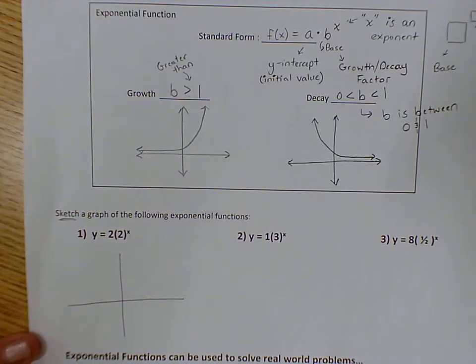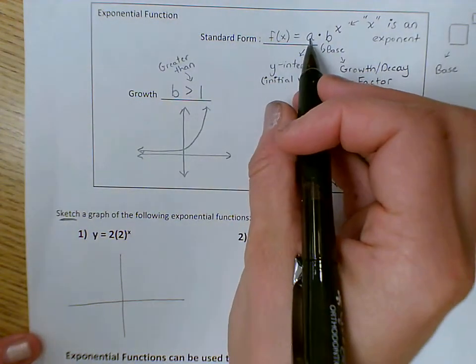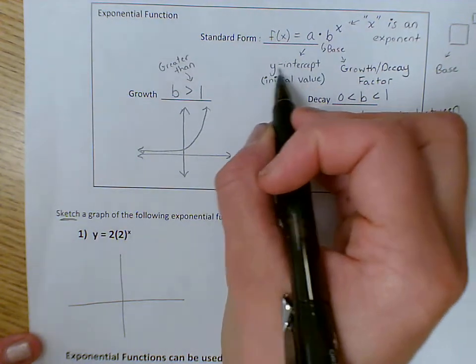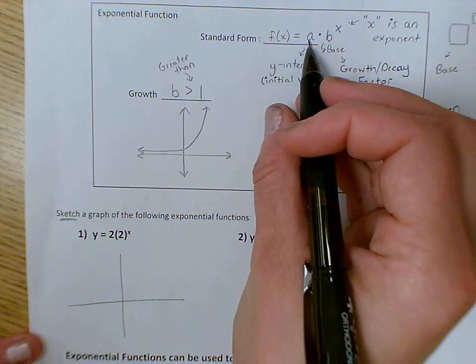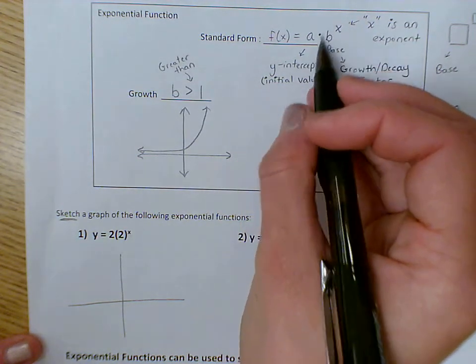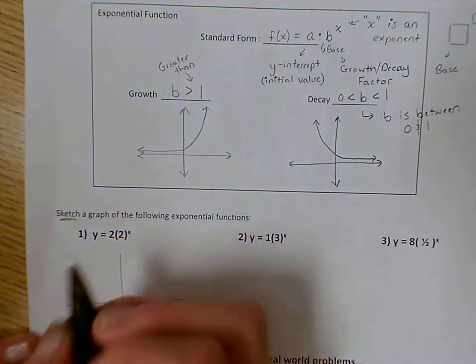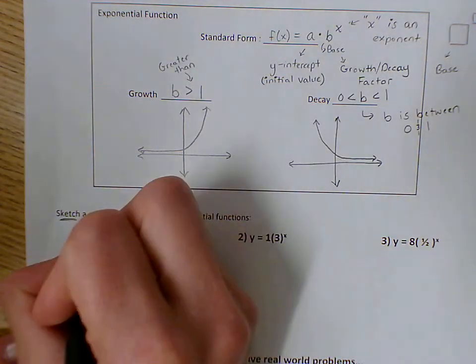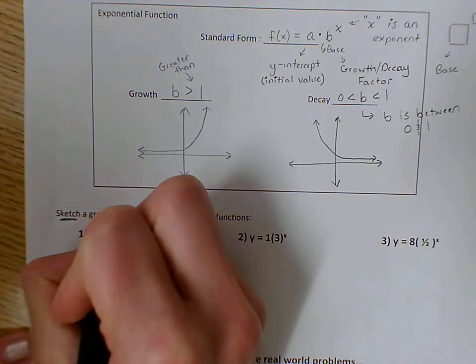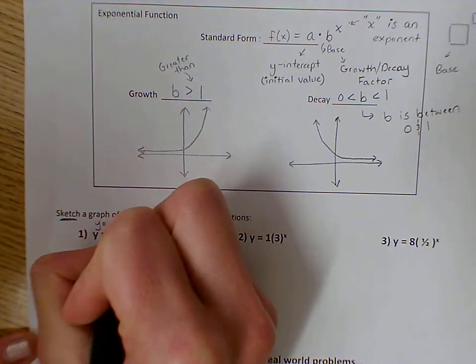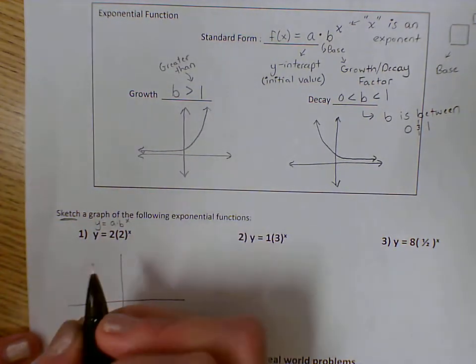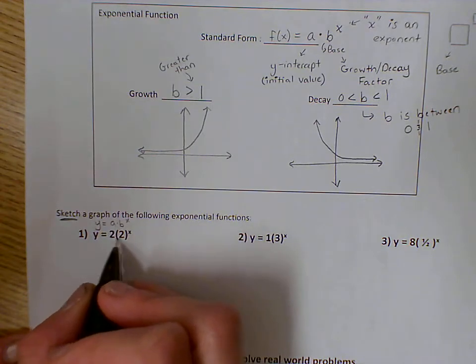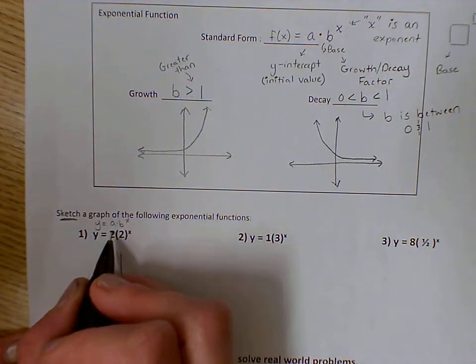The first thing that I want to look for is what is my initial value? What is my y-intercept? That's going to be the number that's in front of the base that's with the x. So if I look at this equation, you can even write down y equals a times b to the x above it if you need to line it up. But the number that's in front of the one that's with the x is 2.